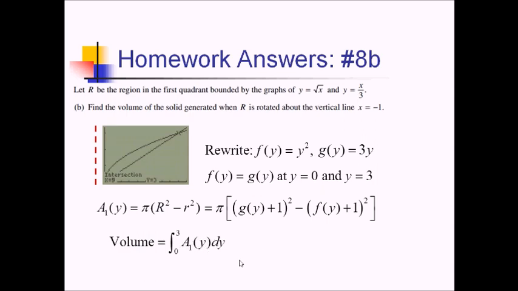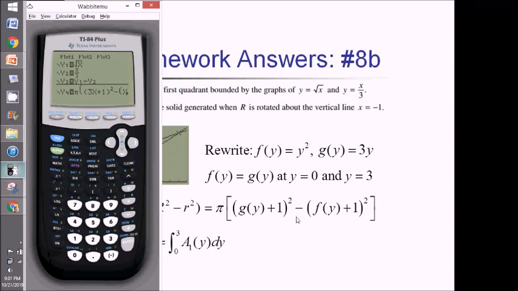Now it's time for the calculator. So I'm going to put my whole area function here inside my y equals under y4. So I have the pi outside. Inside I have g of y, which is 3y plus 1 squared, minus, and this is now going to be f of y, y squared plus 1, and we've got that whole thing squared. Now I'm doing all of this stuff with x's instead of y's because my calculator recognizes x as the input variable. But as long as you're consistent and use x's everywhere, you can basically do this on your calculator without putting y in there.